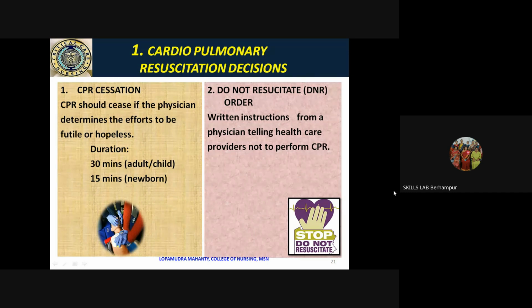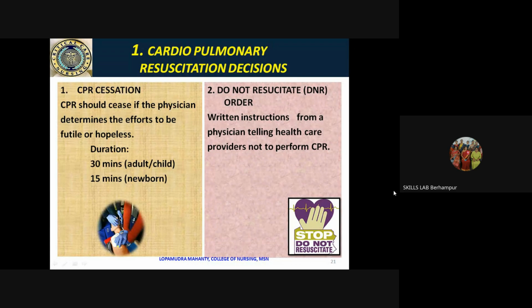CPR suggestions: CPR should be stopped if the physician determines the efforts to be futile or hopeless. Duration is 30 minutes for adults and children and 15 minutes for a newborn. The CPR procedure is also pictured in the slide.